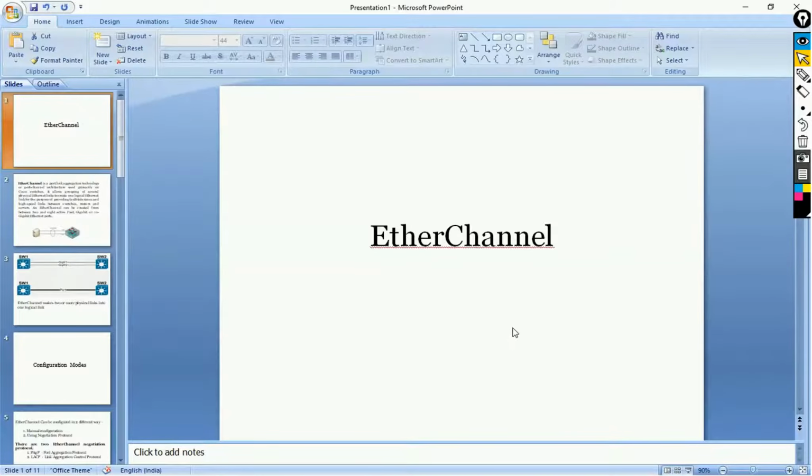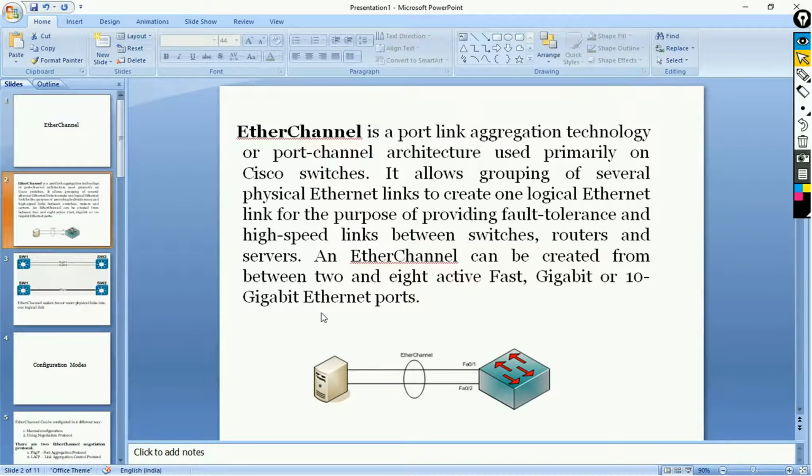So in this session we're going to talk about EtherChannel. Let's see what EtherChannel is. It's a technology or a protocol. Well, obviously EtherChannel is a technology. So let's see what the definition of EtherChannel is.